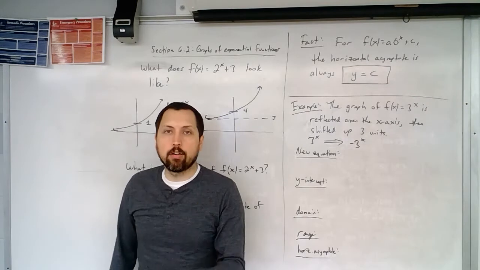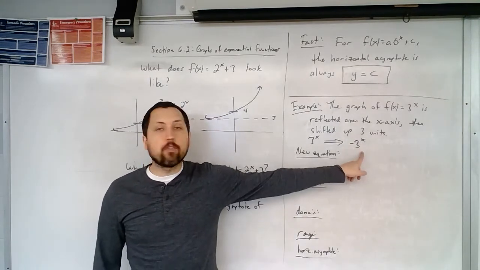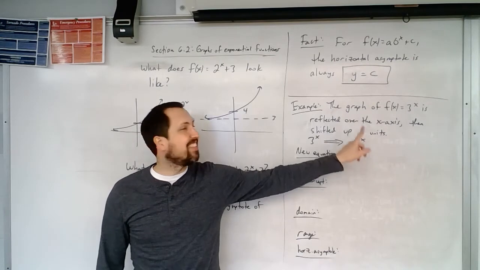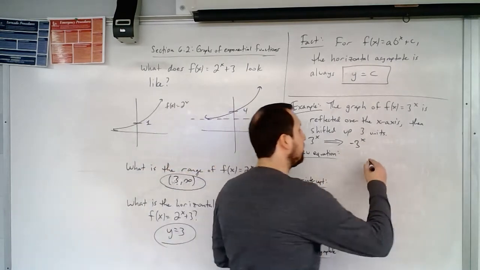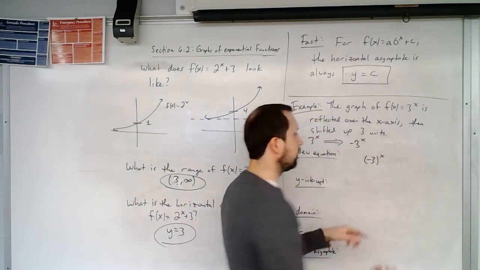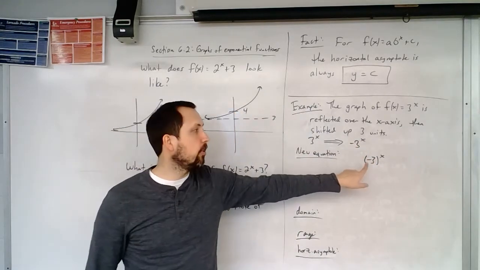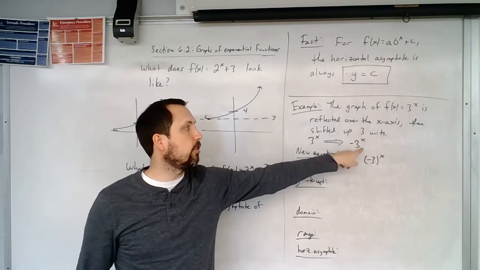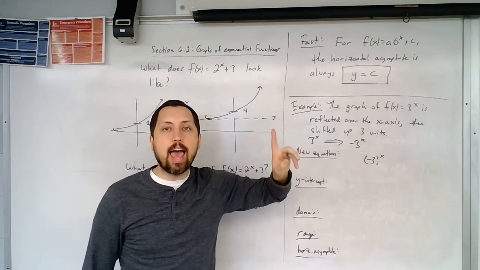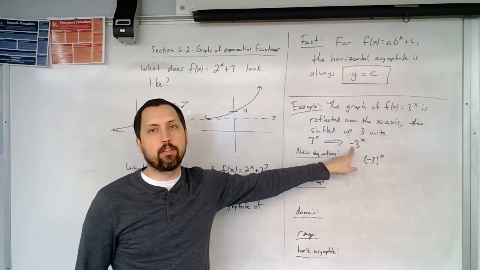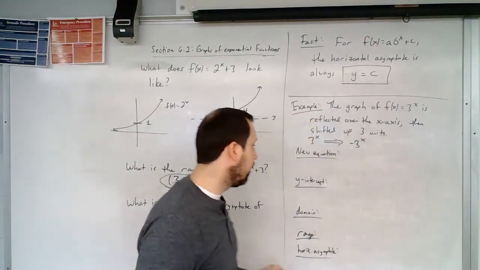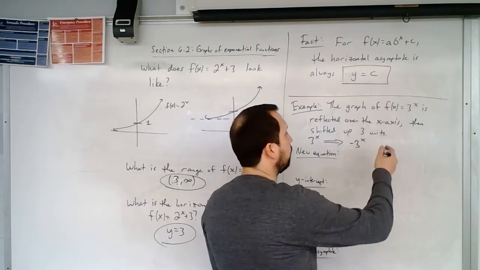Now remember, order of operations says that I have to do exponents first. This is not the same as negative 3 to the x. These are very different things. You're not raising negative 3 to the exponent. You're raising 3 to the exponent, then multiplying by negative 1. So make sure you have your order of operations down. That is our reflection over the x-axis.